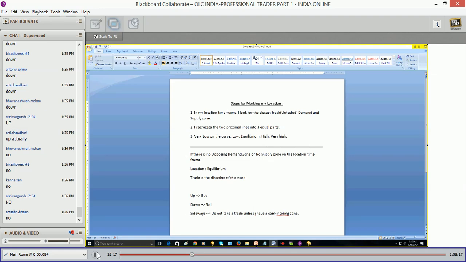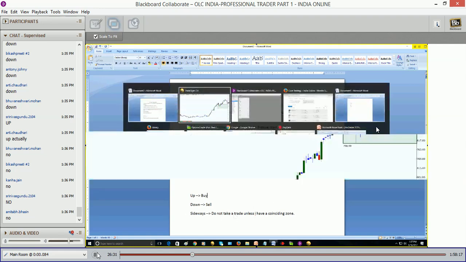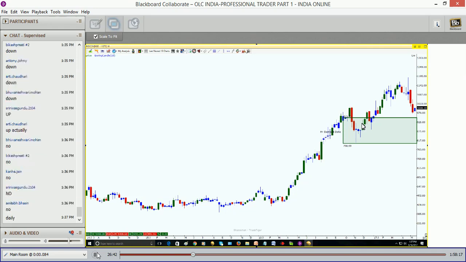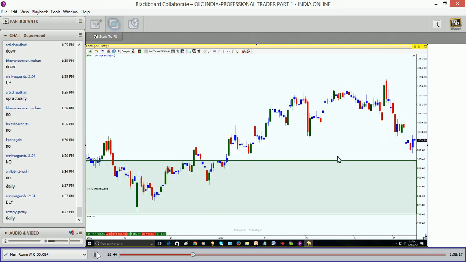Note this caveat, guys. I do not take a trade unless I have a coinciding zone. Let me change this. Coinciding zone. Yes. Now I am sideways, which means that, first of all, which is my zoning time frame going to be? My zoning time frame is going to be the daily chart. Would you all agree? Yes, no, I don't know, Rahul.